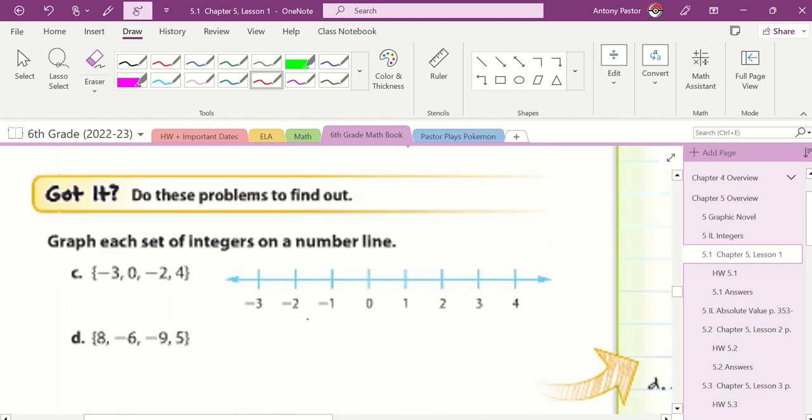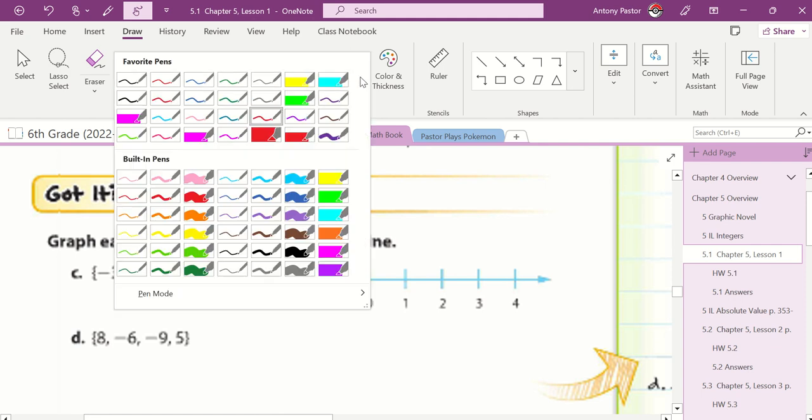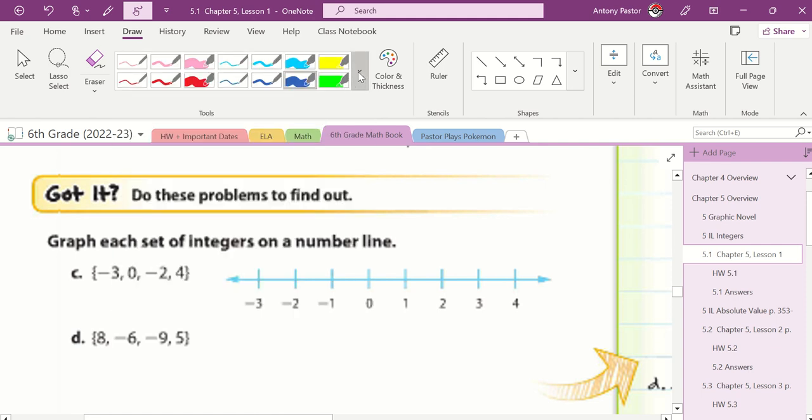Please do these problems to find out. So we're going to go ahead and get a bigger marker here to graph these. I'm going to actually use a different color. Let's use purple. So I've got negative 3. I'm going to start at 0, and negative 3 is at the left, right there at negative 3. 0 is 0. Negative 2 will be on the left of 0, so right there. And 4, which is positive 4, to the right, right there.